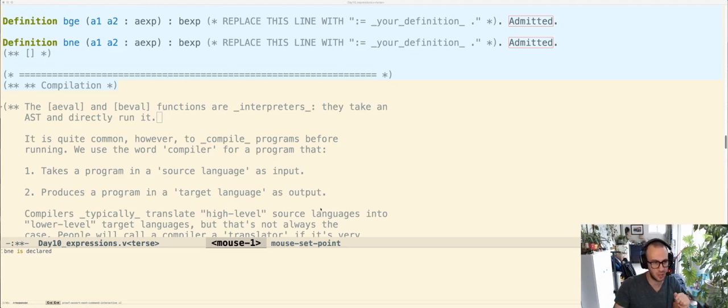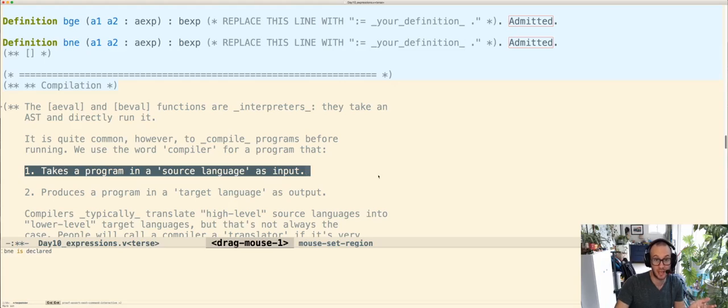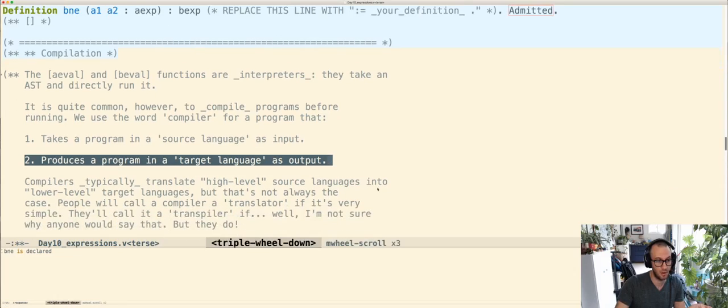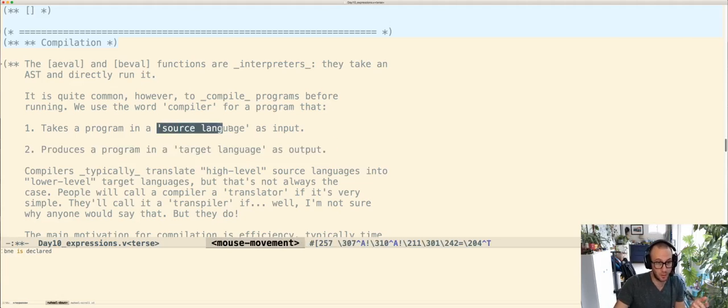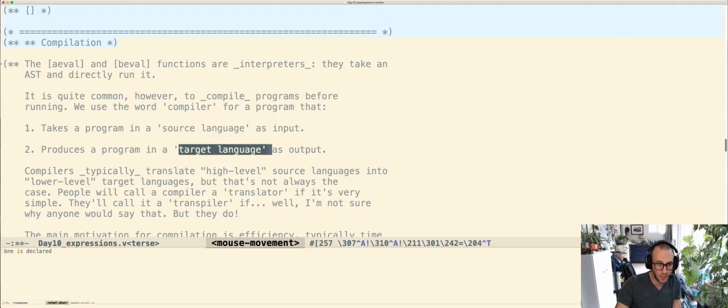So let's get started. In general, the way a compiler works is it takes a program in a source language as input and produces a program in a target language as an output. Typically, the source language will be high level, like something a human would write, and the target language would be low level, like machine code or assembly or something.